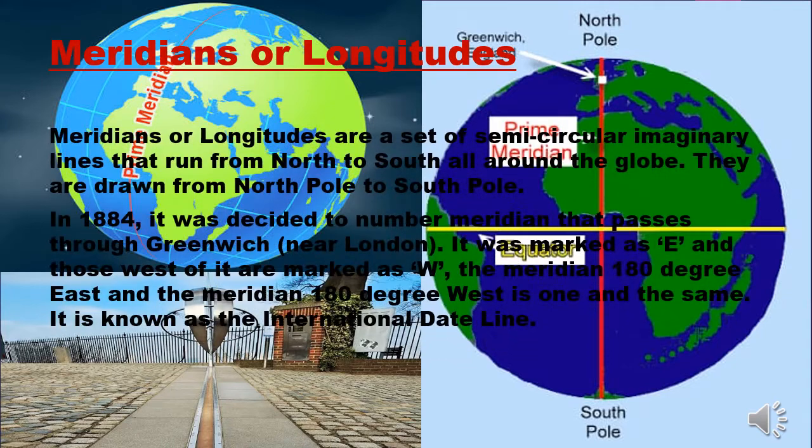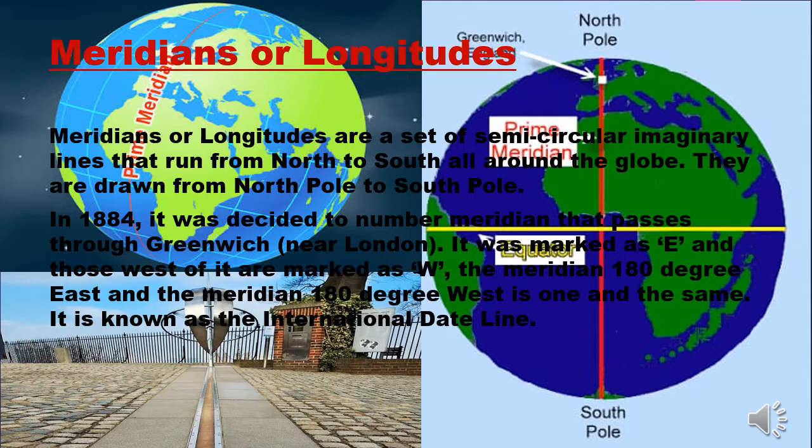Meridians or longitudes are a set of semicircular imaginary lines that run from north to south all over the globe. They are drawn from North Pole to South Pole. Children, can you all guess the distance between the longitudes is larger at the equator? Because the earth is spherical. As we move towards the poles, the distance between the longitudes becomes smaller.